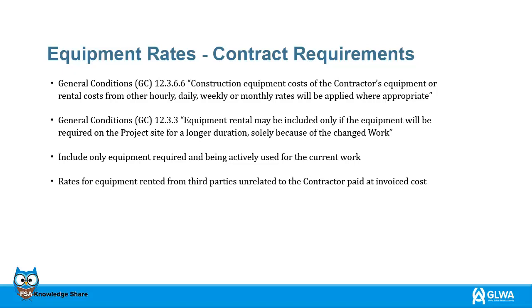The following are specific sections of the contract provisions that are found in Article 12 of GLWA's construction contract. The following slides will refer to specific sections of the contract which pertain to equipment rates, contract requirements, general conditions. 12.3.6.6, construction equipment costs of the contractor's equipment or rental costs from others: hourly, daily, weekly or monthly rates will be applied where appropriate.